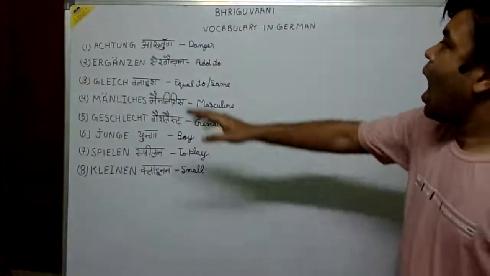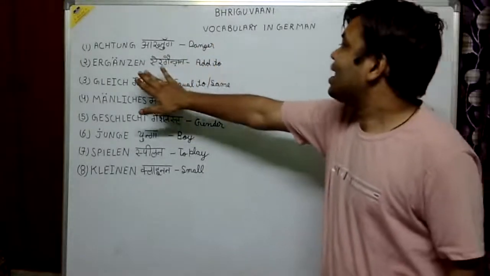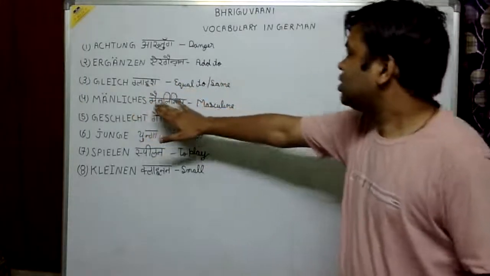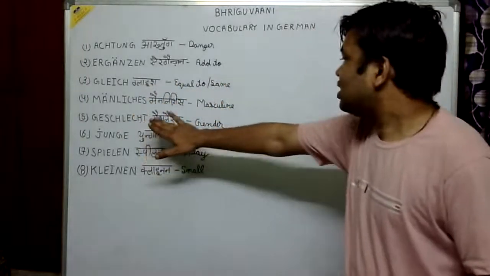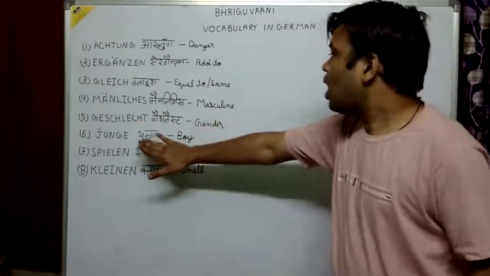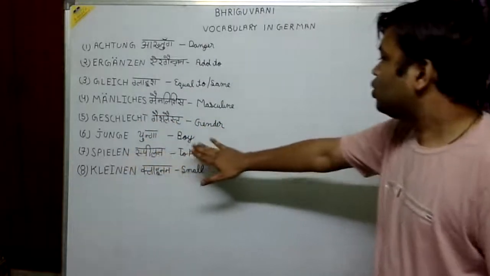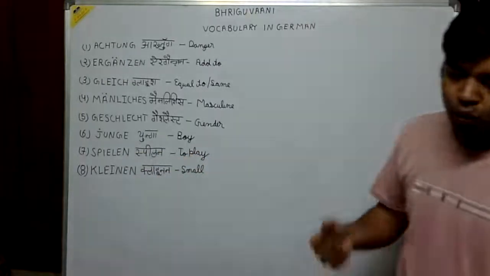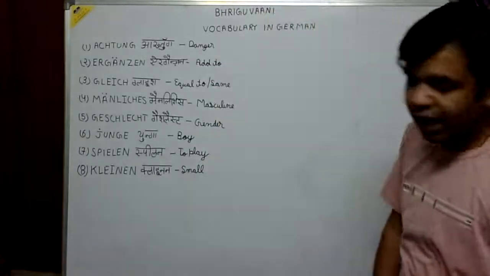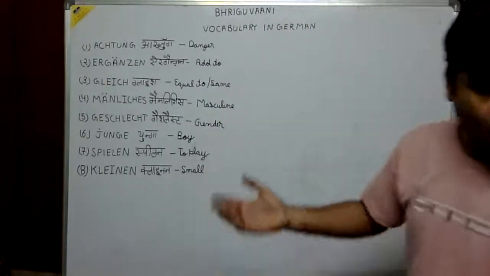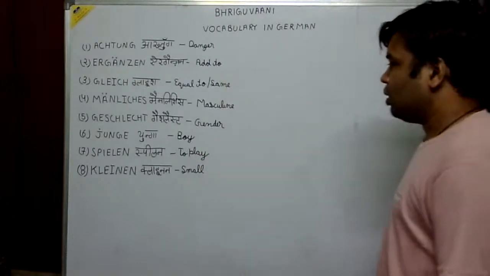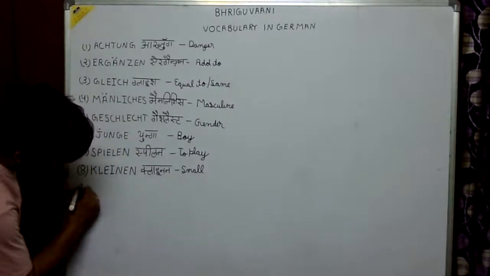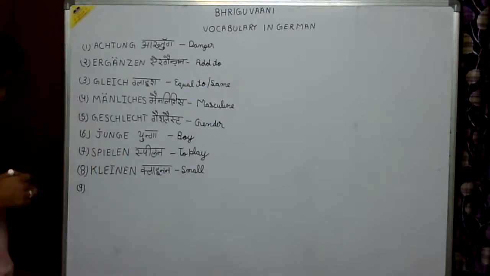So let's revise. Achtung, danger. Ergänzen, add to. Gleich, equal to. Männliches, masculine. Geschlecht, gender. Junge, boy. Spielen, to play. Kleinen, small. I hope you all have understood all these 8 words. Now let's look towards the 9th word.